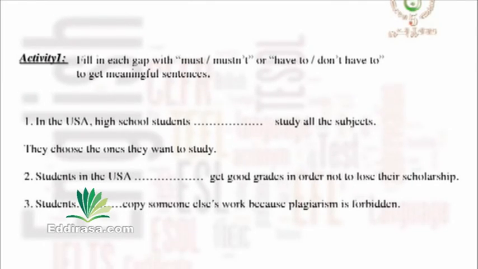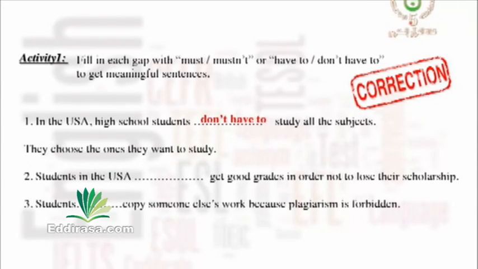Are you ready to correct? Let's correct now. In the USA, high school students don't have to study all the subjects. They choose the ones they want to study. Second sentence, students in the USA must or have to get good grades in order not to lose their scholarship. And the last one, students mustn't copy someone else's work because plagiarism is forbidden. Well done. Now, let's move to our second activity.